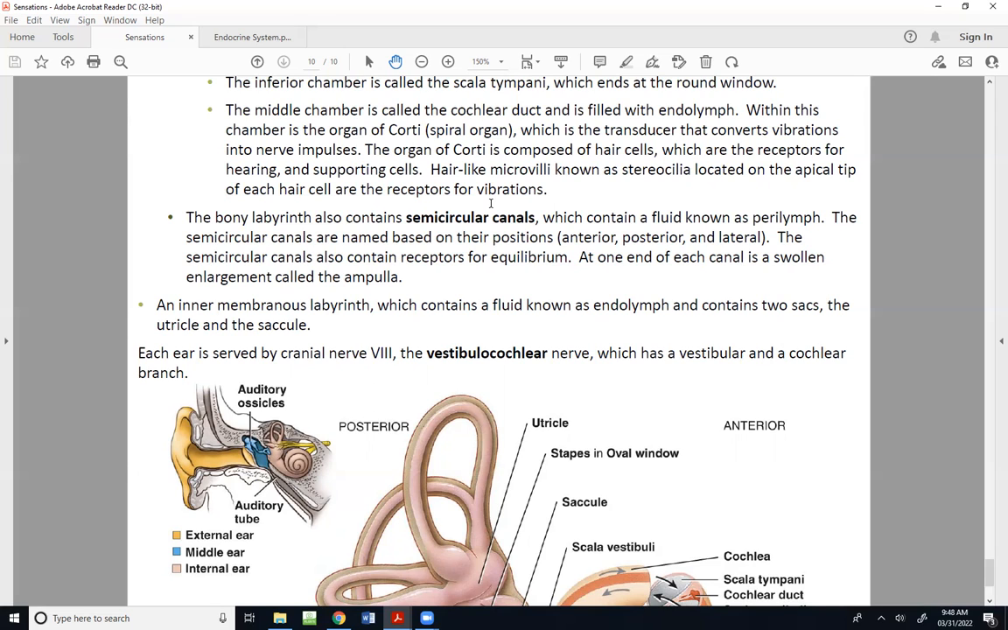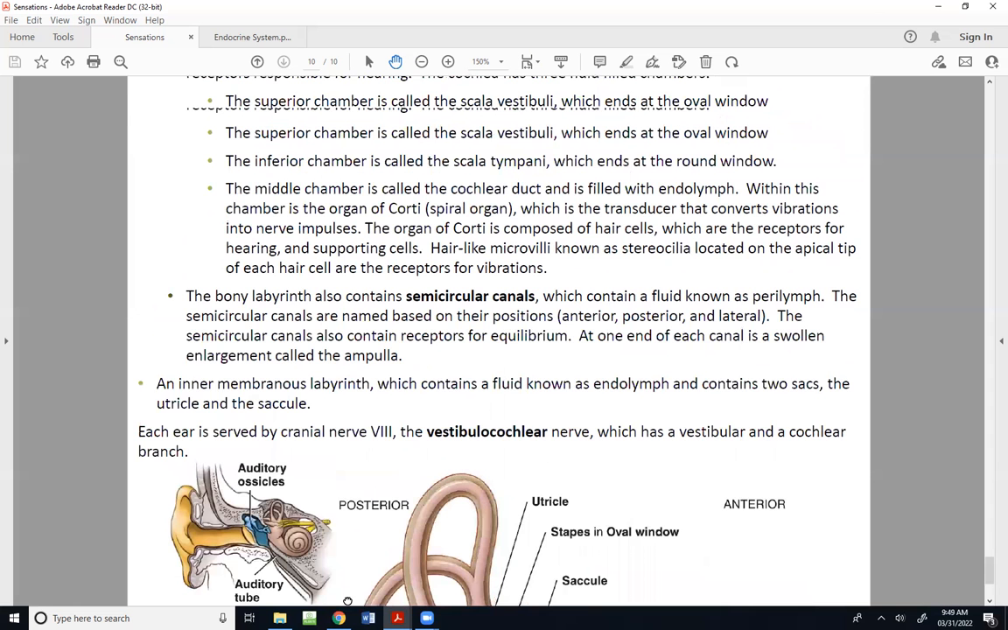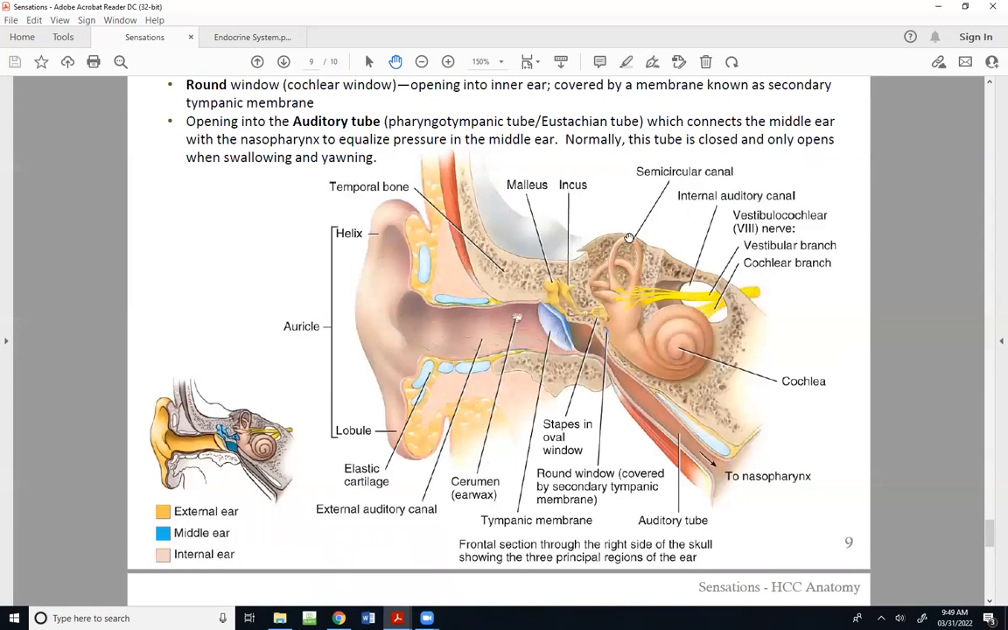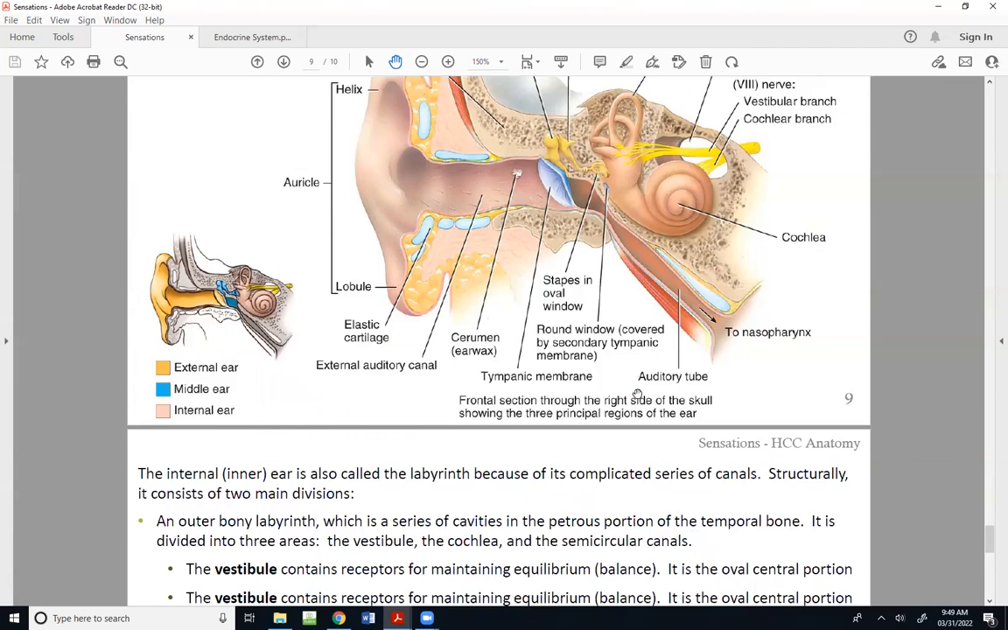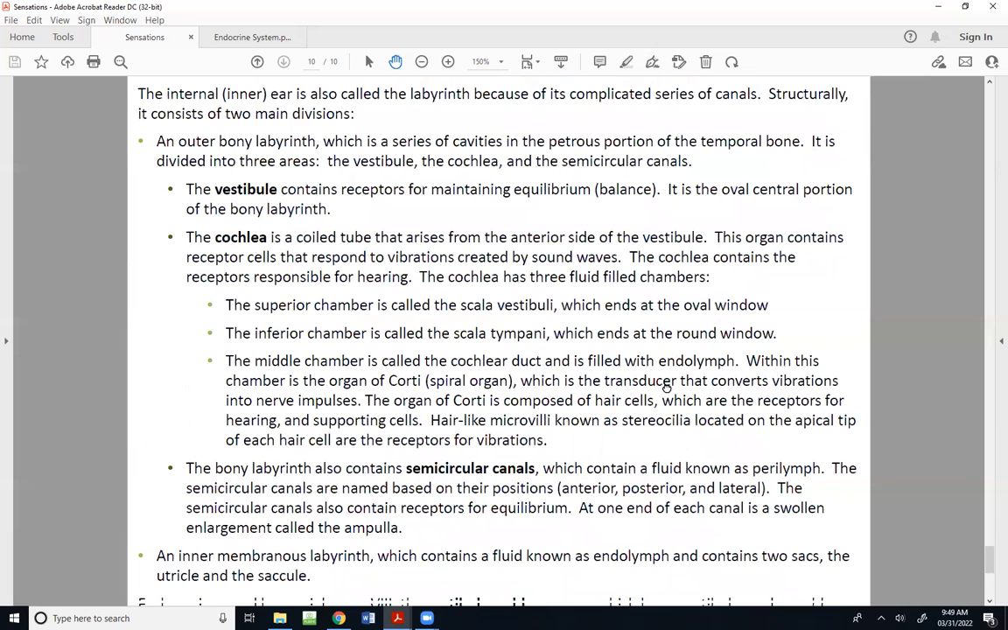Okay, the final structure of the bony labyrinth is the three semicircular canals. They're full of a fluid called perilymph, which is a little bit different than the fluid that's in the cochlear duct called the endolymph. Okay, but there's three of these semicircular canals, and they're named based on their positions. So there's an anterior, there's a posterior, and a lateral. Although, looking at the previous page, only one of them is labeled, and the three aren't actually labeled as far as which one's anterior, which one's posterior, and which one's lateral, and that's okay. I'm not that concerned about it.